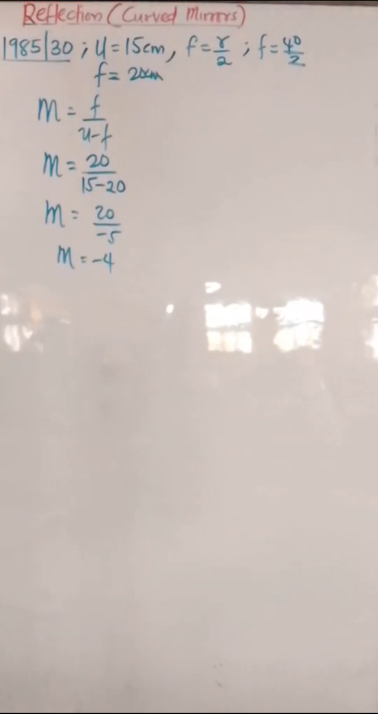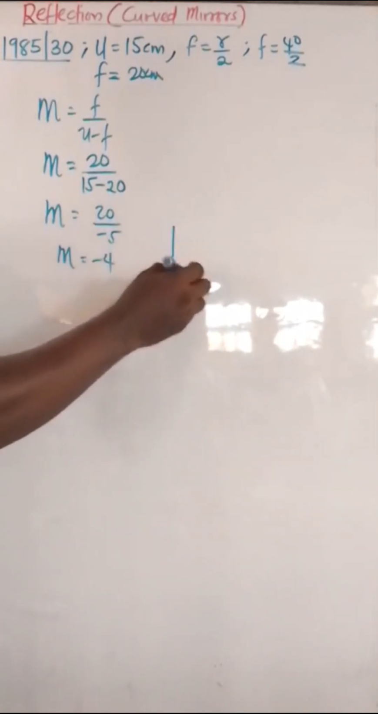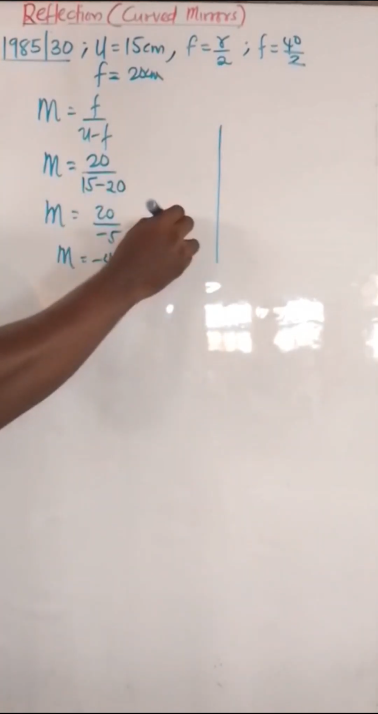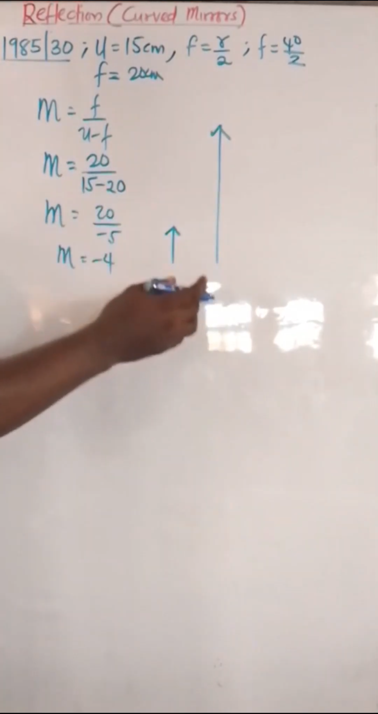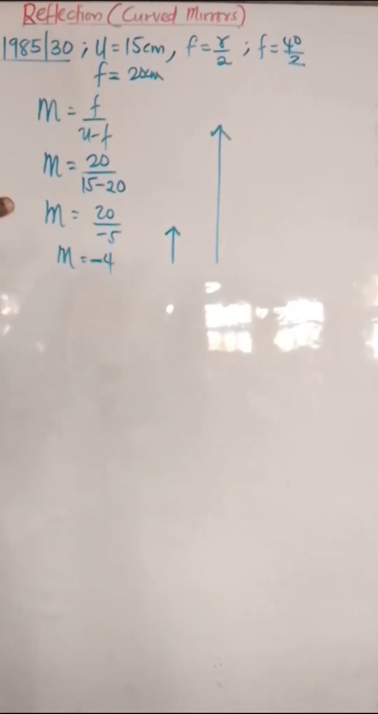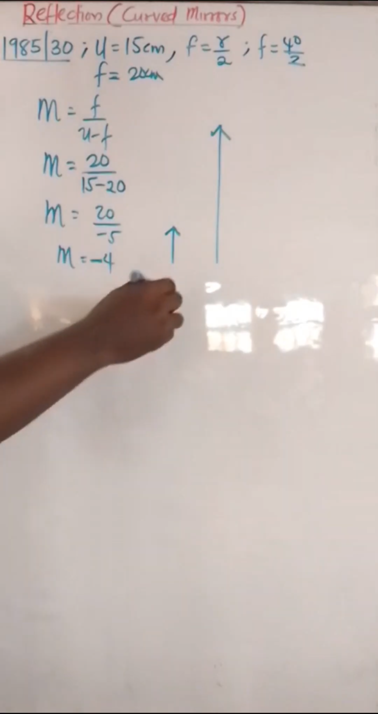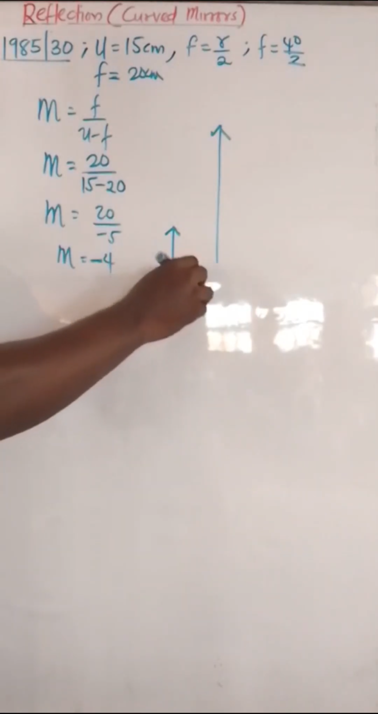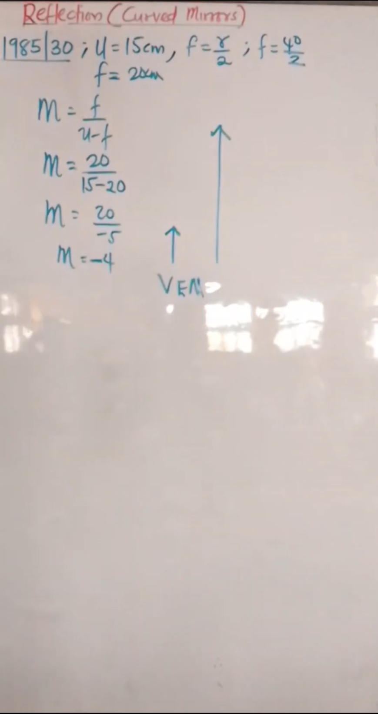It means the image is 4 times bigger than the object. So we are getting a magnified image. This minus shows that the image is somewhere at the back. So we are having a virtual and magnified image. Now let's check the options. Option A. It is virtual and 60 centimeters behind the mirror.